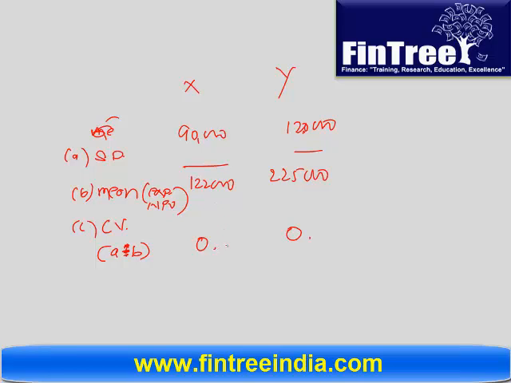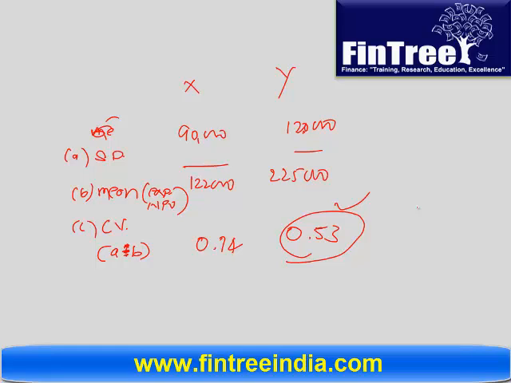How much is the first one? 90 by 122? 0.74. And how about the second one? 5.3. So which one is better? Yes. Lower the better. So write down below that.